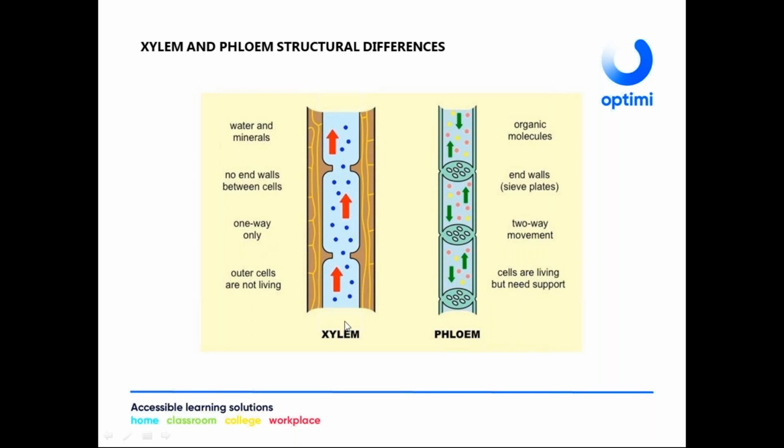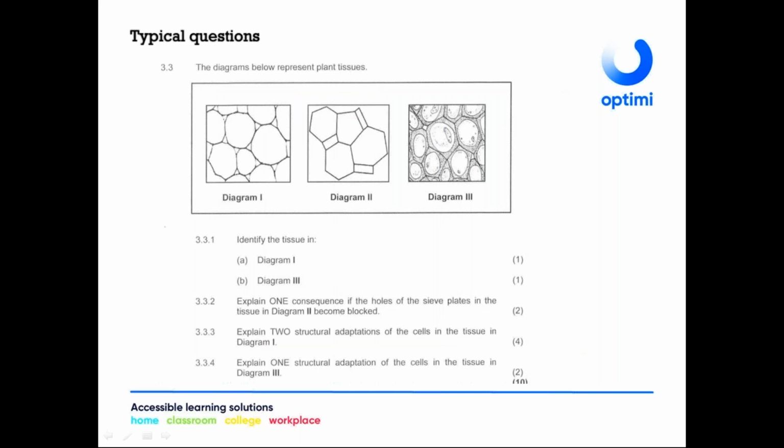Xylem's transportation is only one way. It's a one-way ticket from the roots to the leaves, and in the leaves, that's where transpiration will occur. But movement in the phloem is two ways. It goes up and down, whereas in the xylem it is an upward movement only. The outer cells of a xylem are non-living, but the cells in a phloem are living. Right, so these are typical questions that you can get from plant tissue.